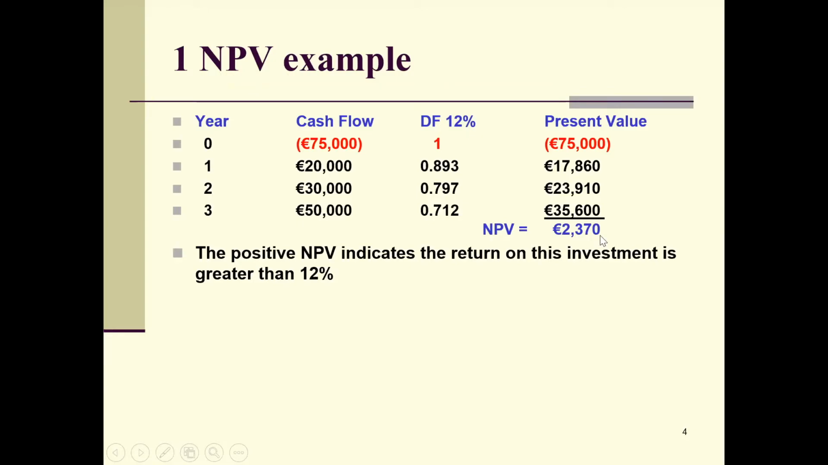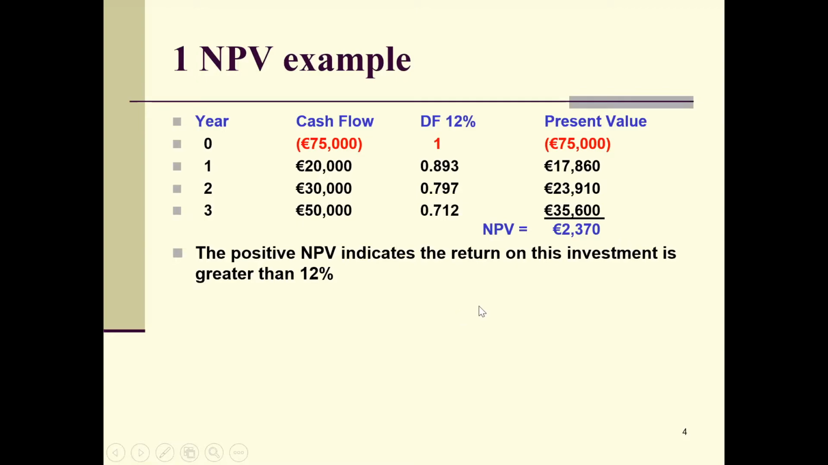And that's what we're going to do next. We're going to try and find what discount rate would give you a 0 NPV. So what are we going to do next now? I've done part A of the question. You've figured out the NPV at 12%. It's positive. I'm making more than 12%.